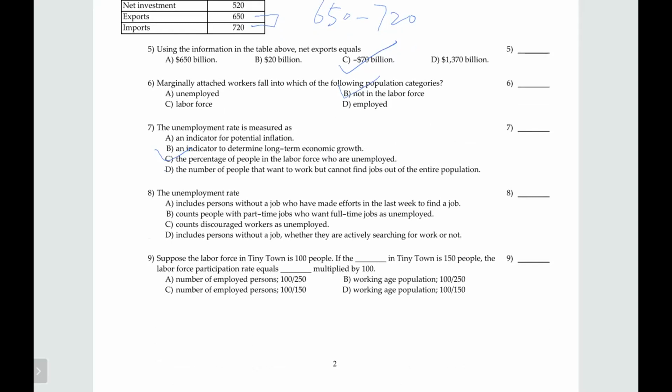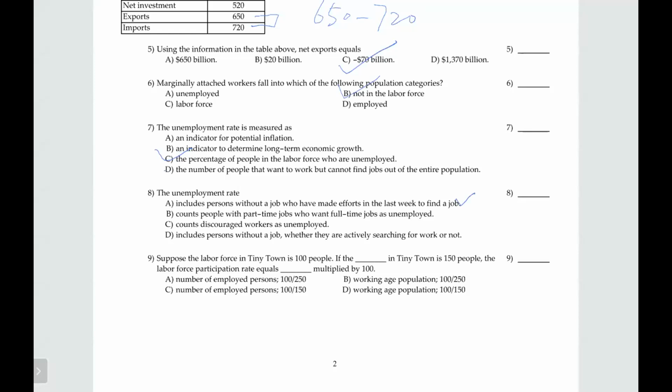The unemployment rate, let's go one by one, includes persons with a job, without a job, who have made effort in the last week to find a job. Okay, so actually this is correct. Now let's see why the other 3 are not correct. B, count people with part-time job who want full-time job as unemployed. Actually, this is underemployed. But nevertheless, this person is employed.